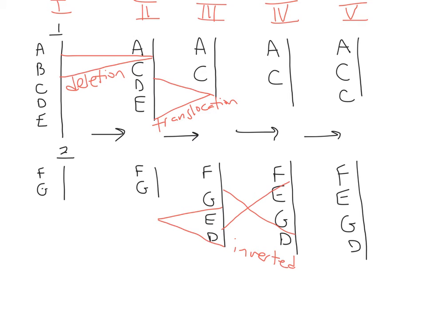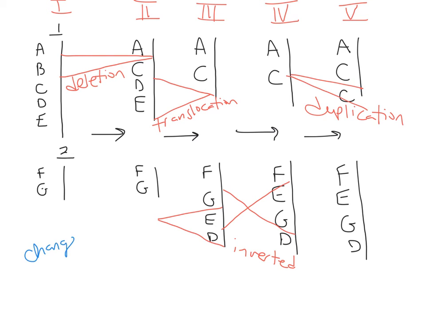And then in the last step, well, there was only one copy of locus C on chromosome 1. In step 5, there are 2. So that looks like a duplication. So it seems like, in this case, to go from the original observation of state 1 of these chromosomes to the current observation, chromosomes represented in state 5, requires one deletion, one translocation, one inversion, and one duplication.